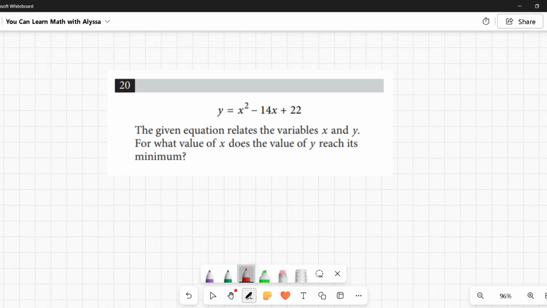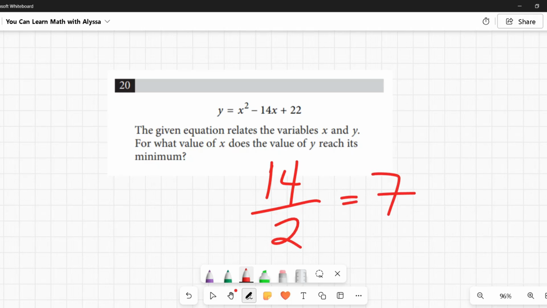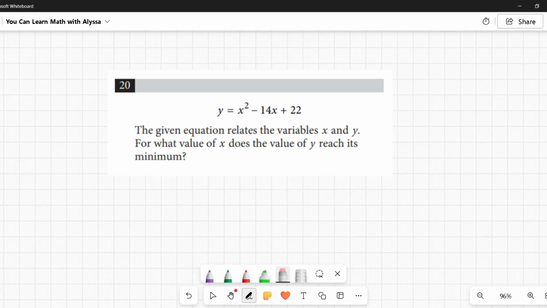Or is it saying, oh, I know this is negative b over 2a. Negative b here would be 14. 2 times 1 is 2. 14 divided by 2 is 7. I think that's faster. This is why we learn a bunch of different ways, so no matter what the problem is, we always have a tool in our arsenal that we're comfortable with that we can use.